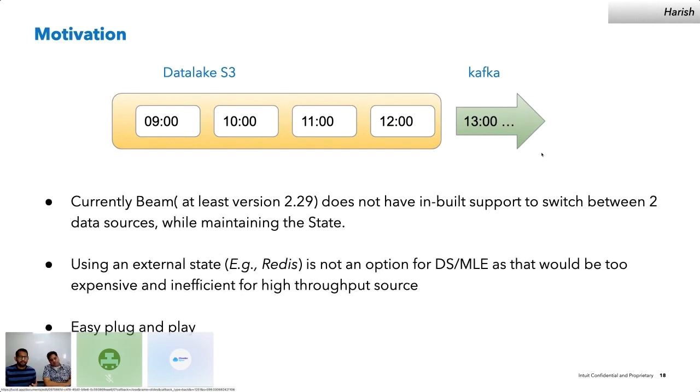Currently, we use Beam 2.29, and Beam doesn't have support for a dual source. The synchronization is not available to read both S3 as well as Kafka. So currently the support is not available, and we have to build our own solution for this. And using an external system is not an option, because it brings a lot of operational cost as well as maintenance, and it is a bit expensive also.